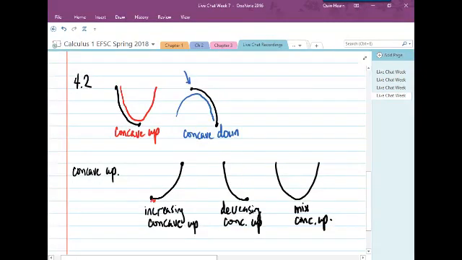Okay, the slope of the tangent line at the very bottom appears to be 0. Then we have positive slopes. Maybe this slope is 1, but then this slope is a little steeper, so maybe it's 2. So the slopes look like they're increasing, 0, 1, 2, and so on.